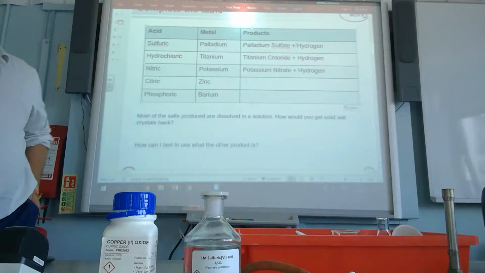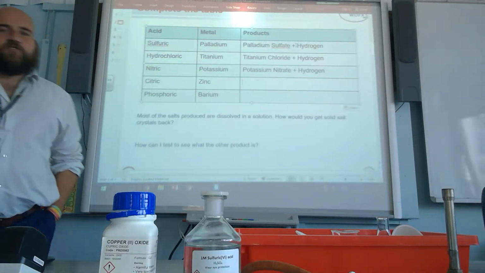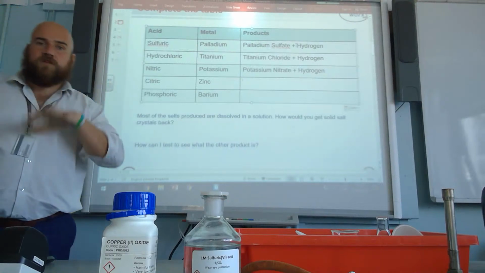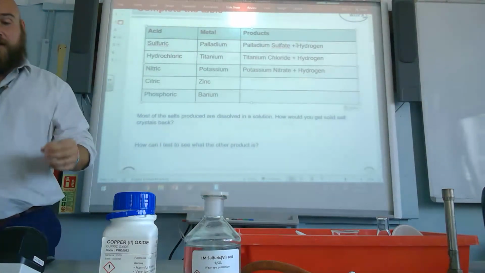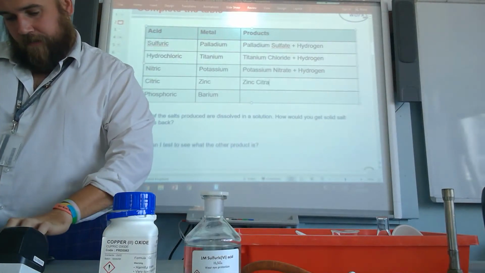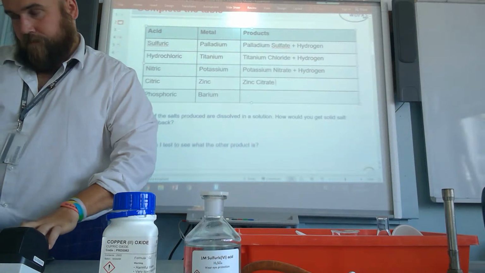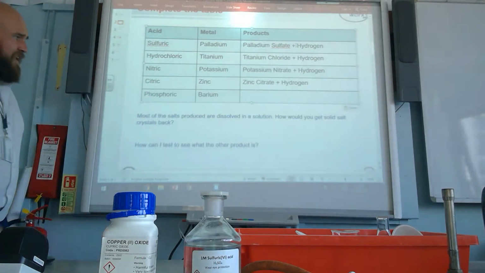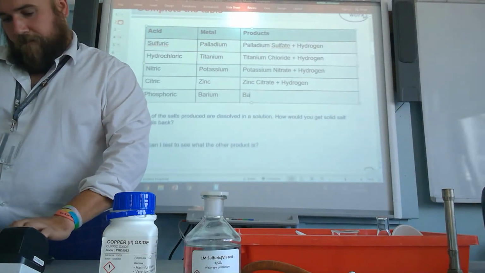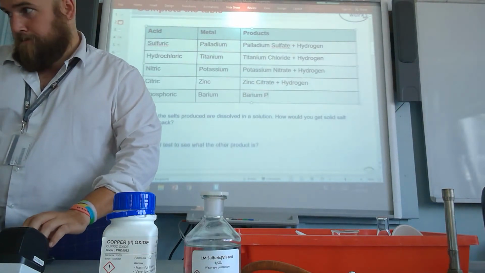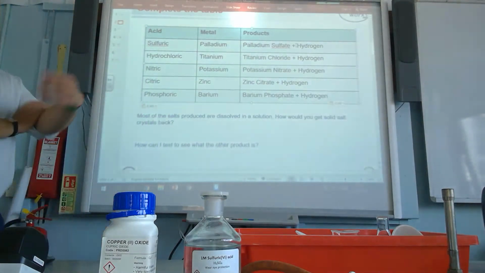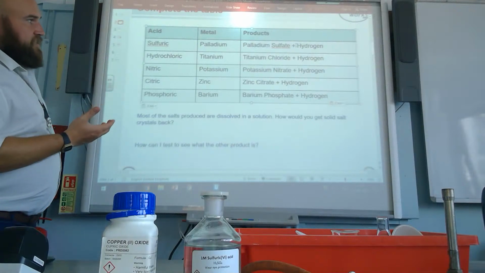plus hydrogen. This one, we didn't actually look at citric acid, but hopefully you can get an idea based on how nitric acid forms nitrates. Citric acid forms citrates. So that'll be zinc citrate plus hydrogen. And the last one, phosphoric acid plus barium will produce barium phosphate, and again, plus hydrogen.